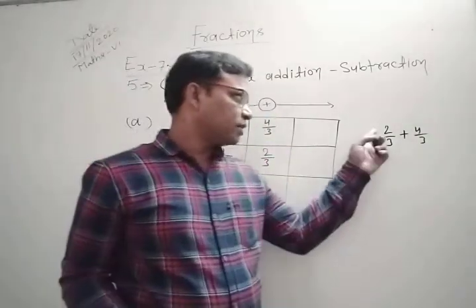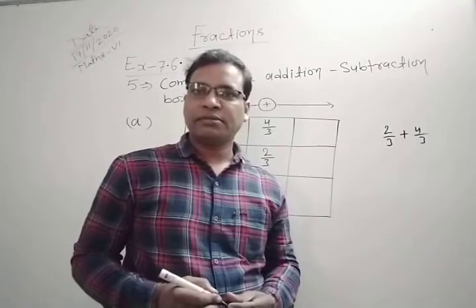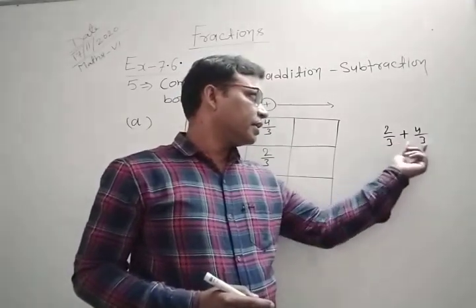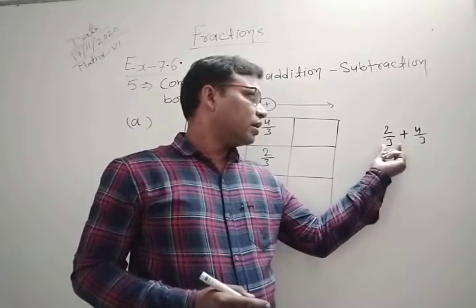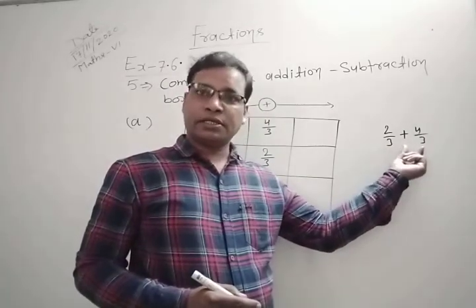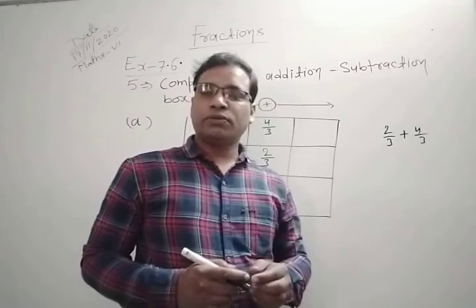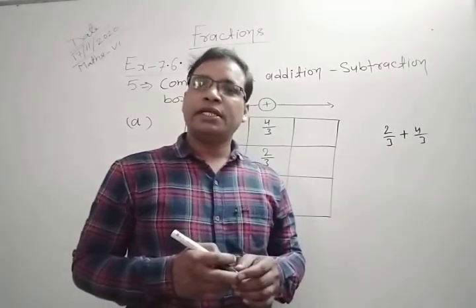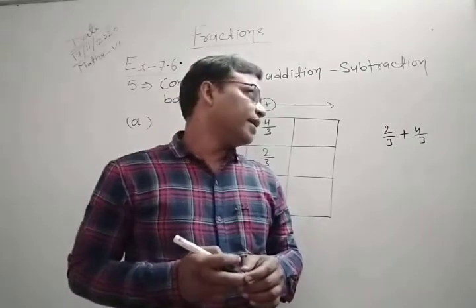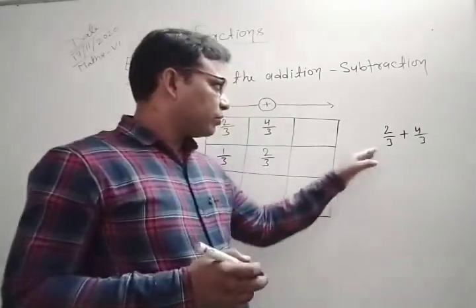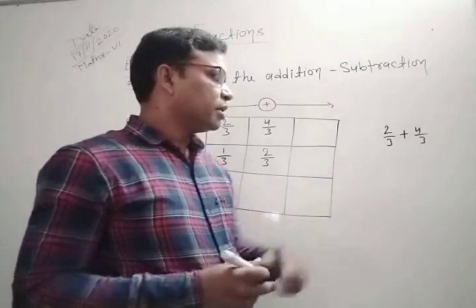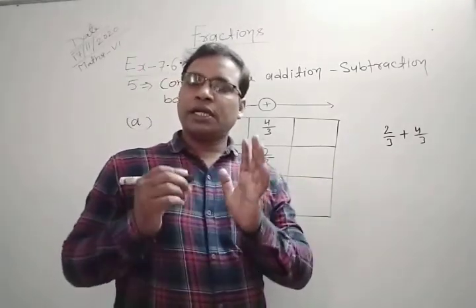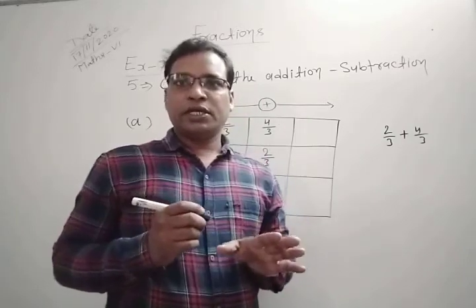If you add 2 by 3 plus 4 by 3, you can see both fractions are like terms. Why are these like terms? Because their denominators are the same. If two or more fractions have equal denominators, then they are like terms. Clear? So if the fractions have the same denominator, we add or subtract only their numerators.